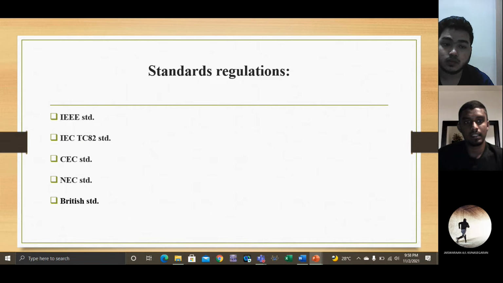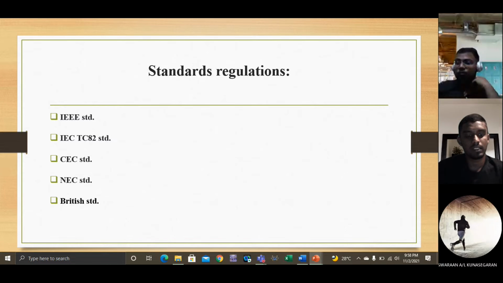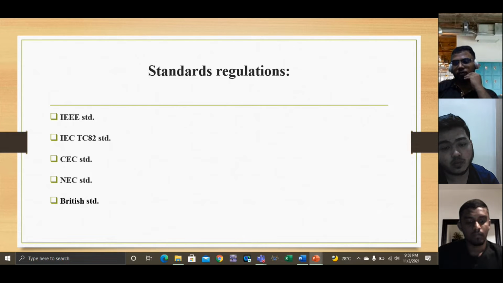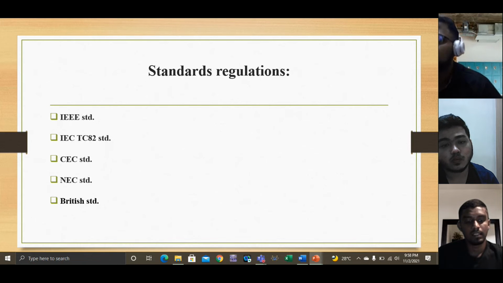Second is the IEC TC82 standard. The IEC TC82 standard develops and adopts all PV related standards. Third is the CEC standards. Under the CEC standards, developers of solar thermal power generating facilities must obtain a license from the California Energy Commission, CEC, for construction of a power plant with a net generating capacity of 50 megawatts or more and all related facilities dedicated or essential to the operation of the thermal power plant.